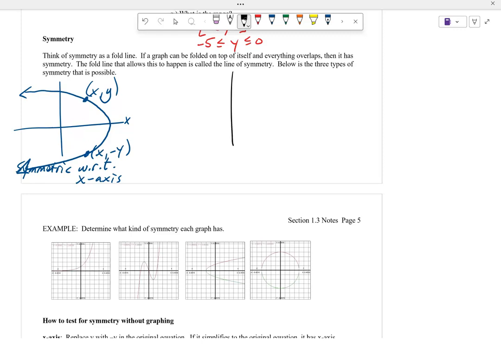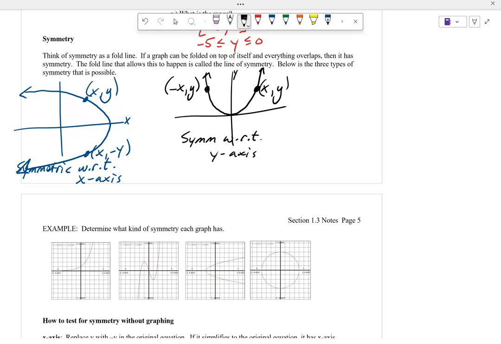If you're symmetric with respect to the y-axis, that would be like the quadratic y equals x squared, right? If I have the point xy, like maybe that's 1, 2, then I would have the point -1, 2. This is symmetric with respect to the y-axis. See how it flips around the y-axis there, right? It's kind of like the y-axis is the fold in the paper, and you're flipping the paper over both sides, okay?